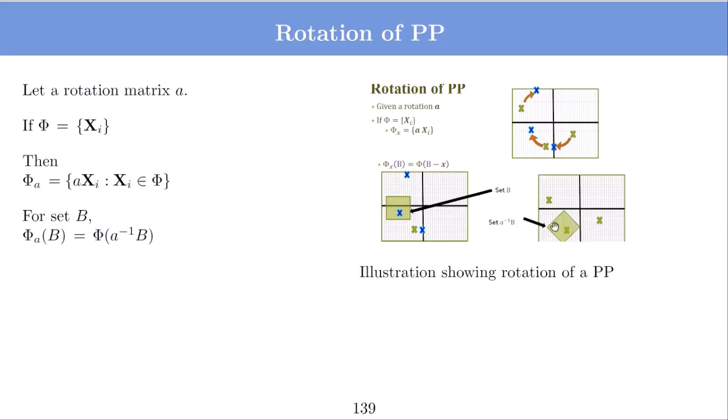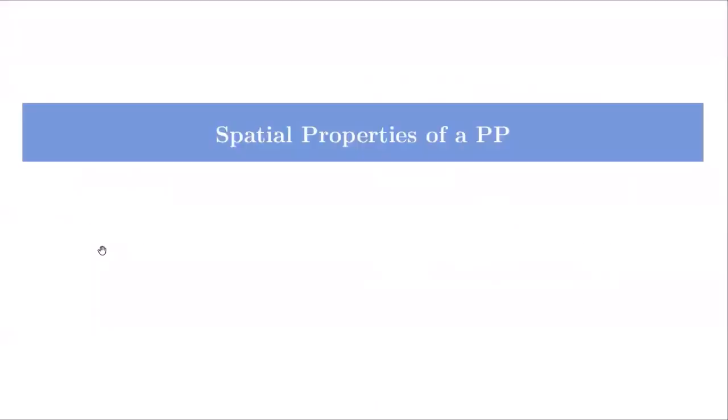Whatever number of points this set has in the original version, the rotated set will have the same number of points for the shifted version. So phi A B here is phi A inverse B. By A inverse B, I mean I am rotating B back in the opposite direction by the same angle. And in the same way you can also define the rotational event and the expectation measure with respect to the newly rotated version.